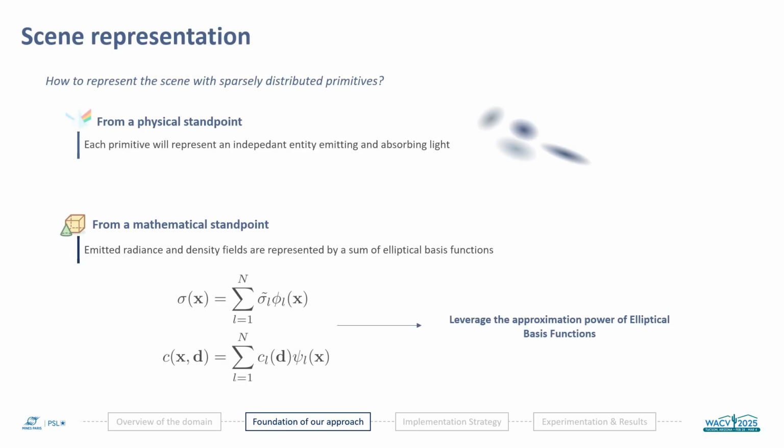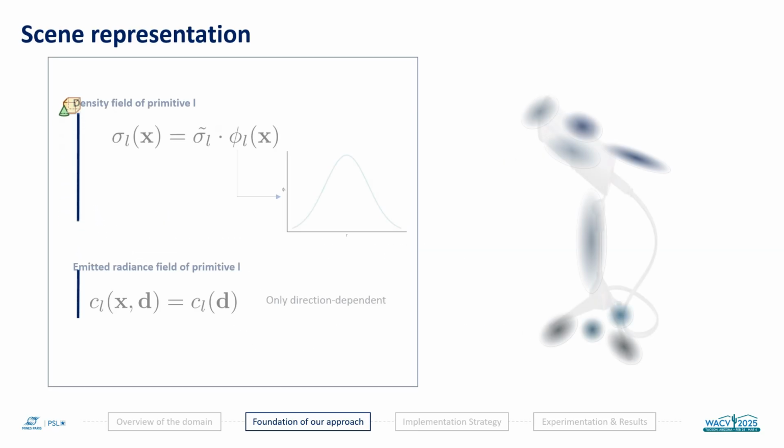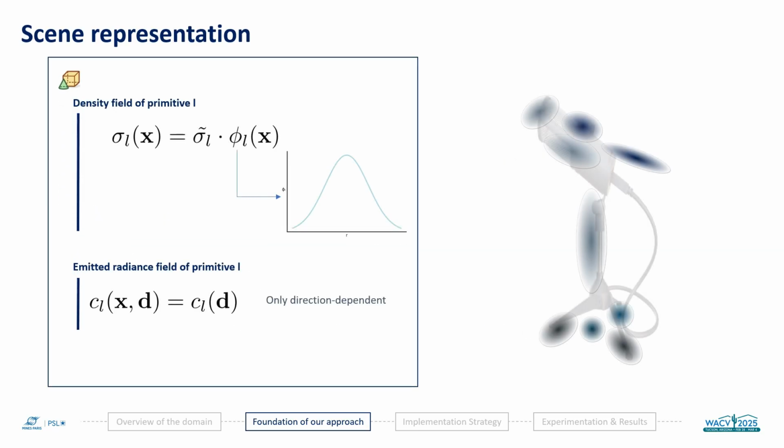From a physical perspective, each primitive in our scene will represent an independent entity emitting and absorbing light. From a mathematical perspective, the radiance and density fields can be described as a weighted linear combination of basis functions. To derive this mathematical expression for the radiance and density fields, we assume that the individual density of a primitive can be described as the product of a decreasing elliptical basis function and a scalar. As a result, the density will be highest at the center of the primitive and will decrease radially as the distance from the primitive increases.